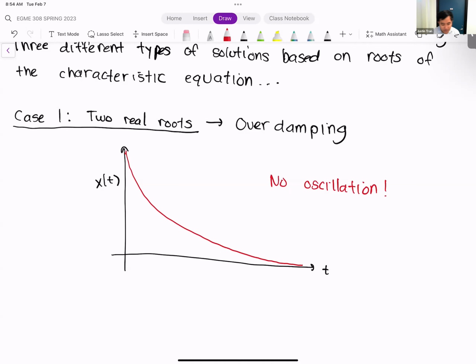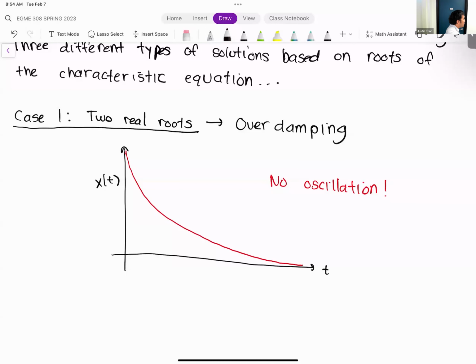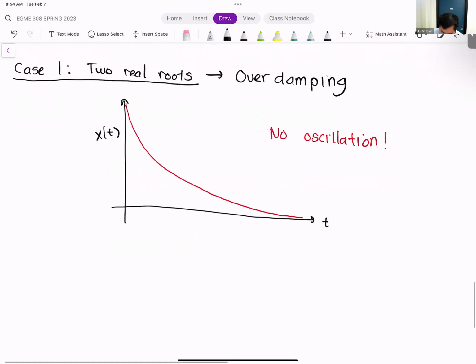So not too exciting. But sometimes you want this, especially if you're looking at the suspension system in a vehicle or a motorcycle, which we'll talk about soon. This is something you actually want, because if you're riding in a car and you go over a speed bump, you don't want it to keep bouncing. You want the system to just damp down and make sure you're comfortable. Sometimes this is preferable, but it's not too simple.